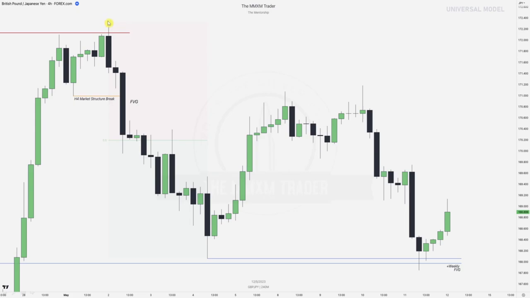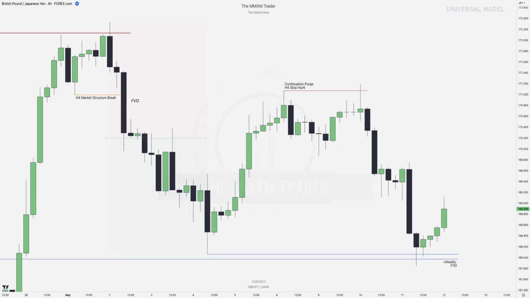Our range high from up here after that buy stop raid until these lows down here, right? We are in premium over here. After that 4-hour market structure break, we're also leaving a fair value gap behind, which could be an opportunity to get into a sell, right? After that market structure shift on the 4-hour, our intermediate term perspective is in line with our long-term perspective, right? So now we wait for that continuation purge to get in, right?